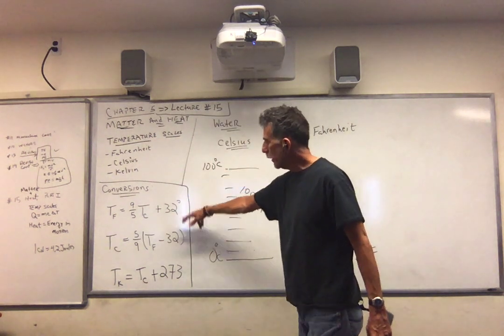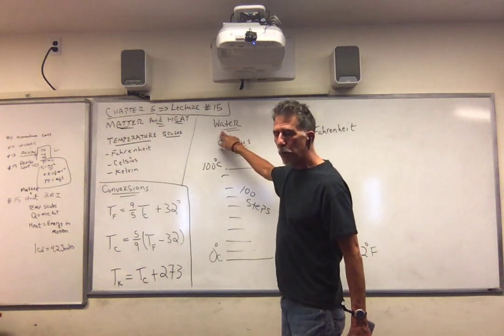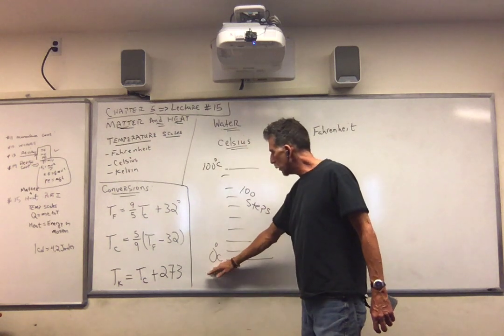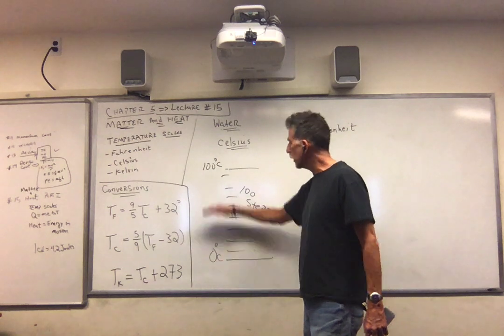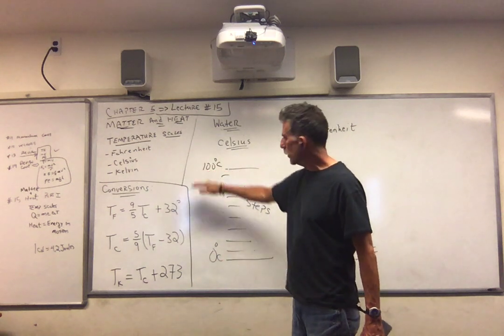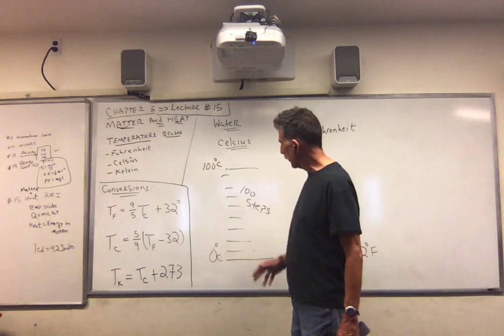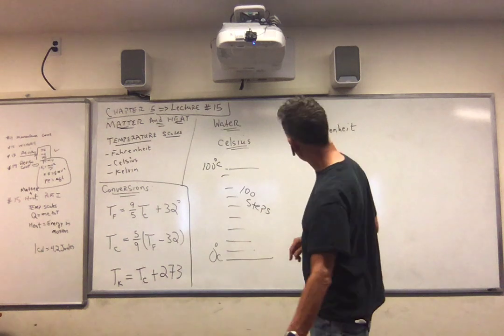The Fahrenheit and Celsius scales both are based on water, the freezing point and boiling point of water. So we know that water freezes at 0 degrees Celsius and boils at 100 degrees Celsius. And so we can consider 100 steps between boiling and freezing, 100 steps. You'll see why I call them steps in a second.